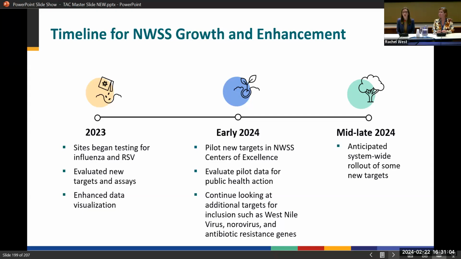And now this year, we're really working to focus on validation, piloting, and rollout of new targets. So this is what we'd like to refer to as our expanded core panel. And so in addition to SARS-CoV-2, MPOX, and those respiratory viruses, we're also looking at additional targets such as West Nile virus, norovirus, and antibiotic resistance genes. Hopefully later this year, after careful validation and piloting with our centers of excellence, we'll be able to roll that out system-wide to all of our partners so that they may also look for those targets depending on their community's needs.